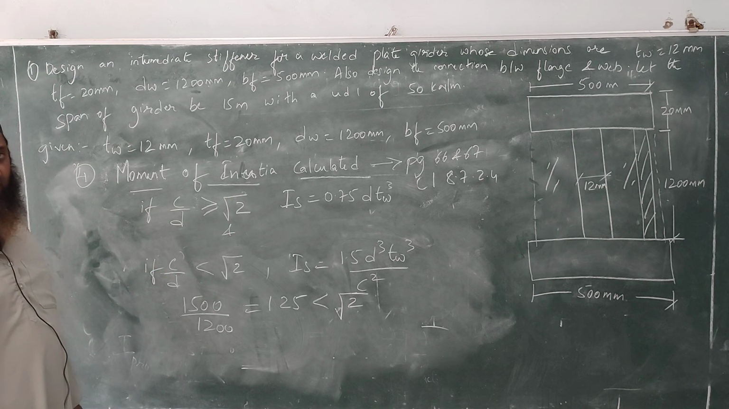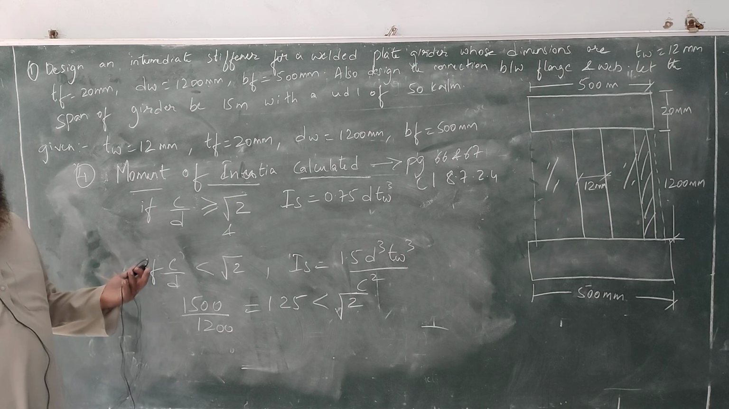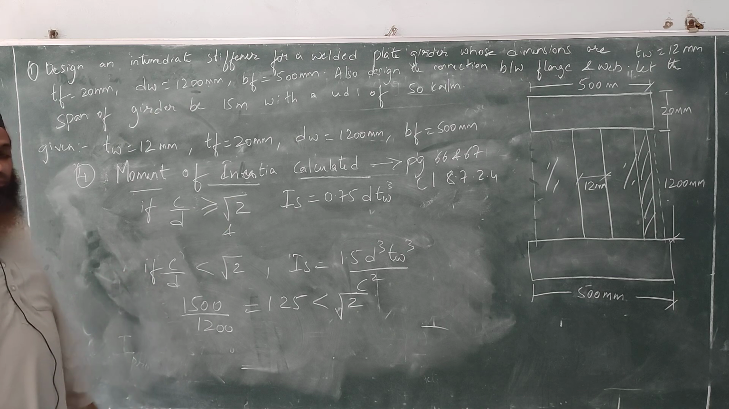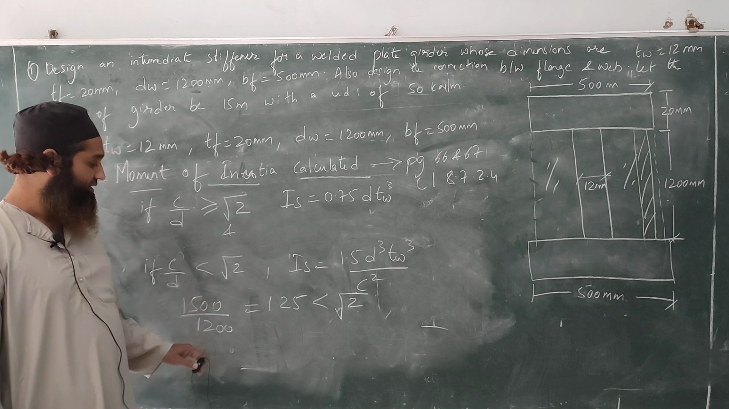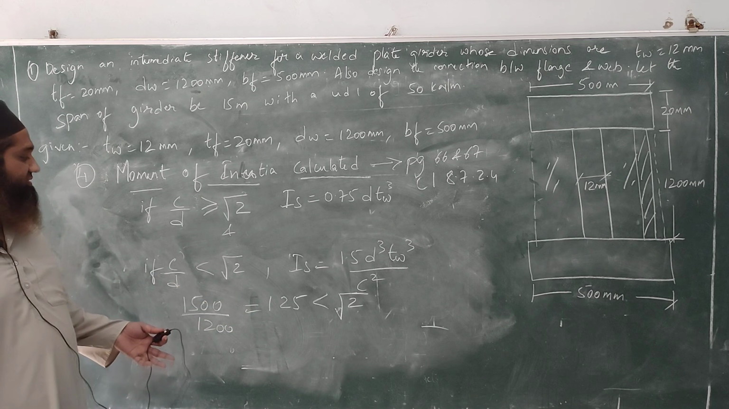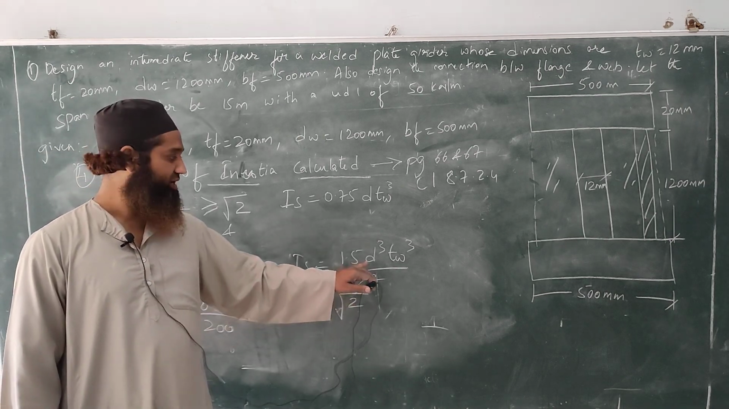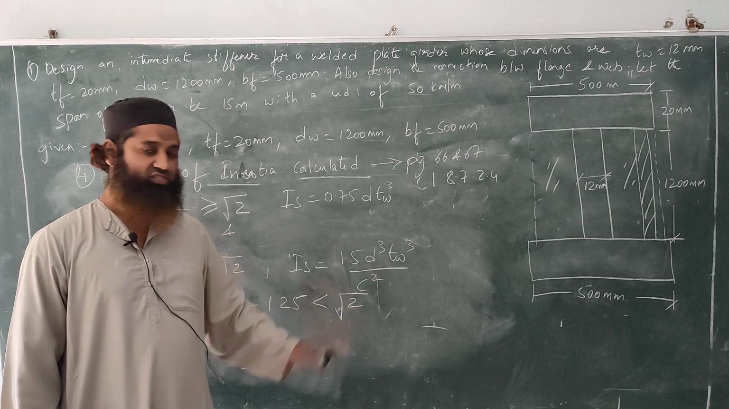What is C? C is the spacing of the stiffener, that is 1500 as we had calculated earlier. And D is the depth of the web, that is 1200. I have just calculated, I have got it as 1.25, which is less than root 2. If it is less than root 2, what will we have to take? We'll have to take this value of 1.25 d cube TW cube by C square.